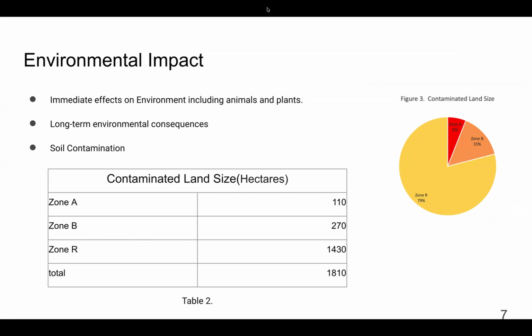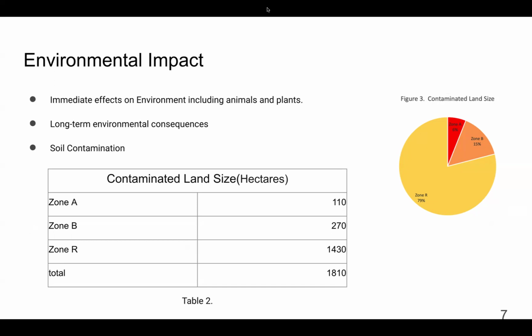Table 2 and Figure 3 are the detailed data on the land contamination in hectares across the affected zones. The pie chart and the table vividly illustrate the environmental impacts of the Seveso disaster, specifically through the lens of soil contamination across different zones.